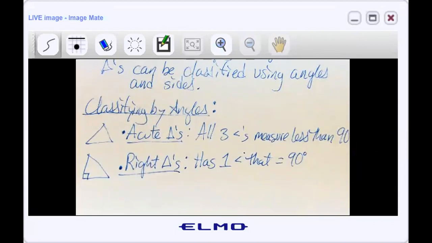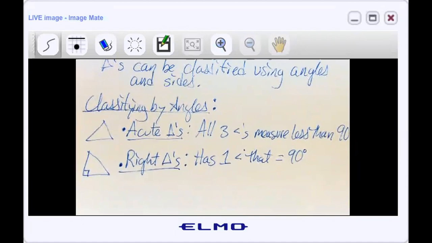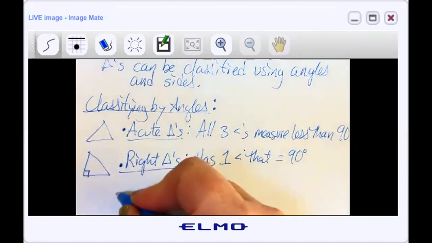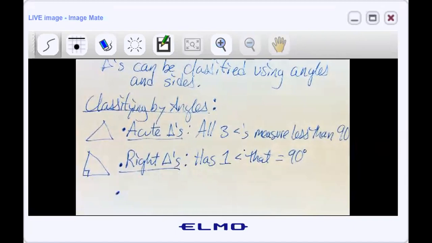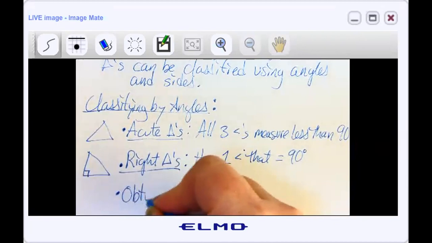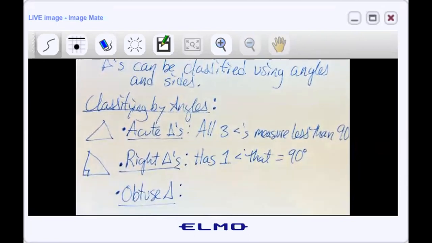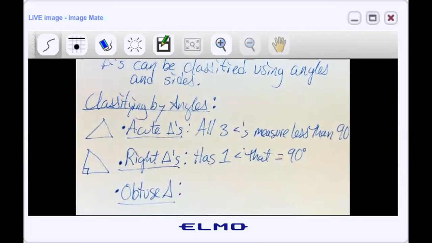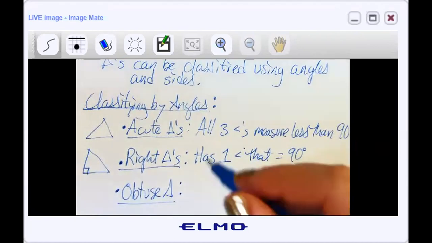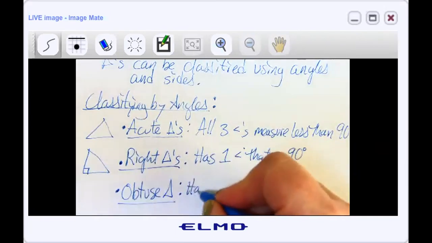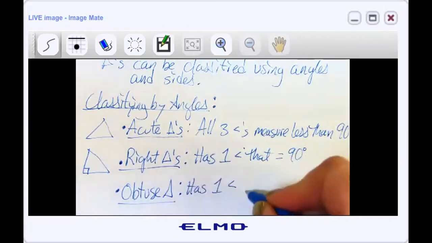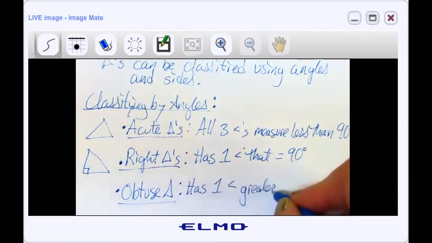And the last one, what's your third choice? Obtuse. Yes, an obtuse triangle, of course. What's the deal with them? They're bigger than 90 degrees. All of them? No. Just one. Yes. Okay. It has one angle greater than 90.